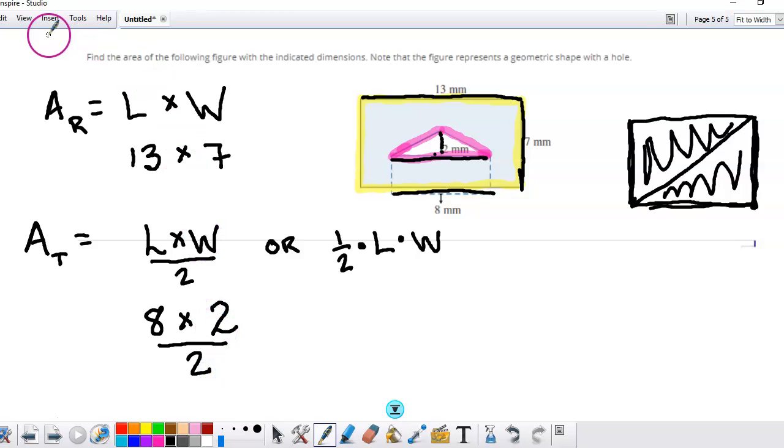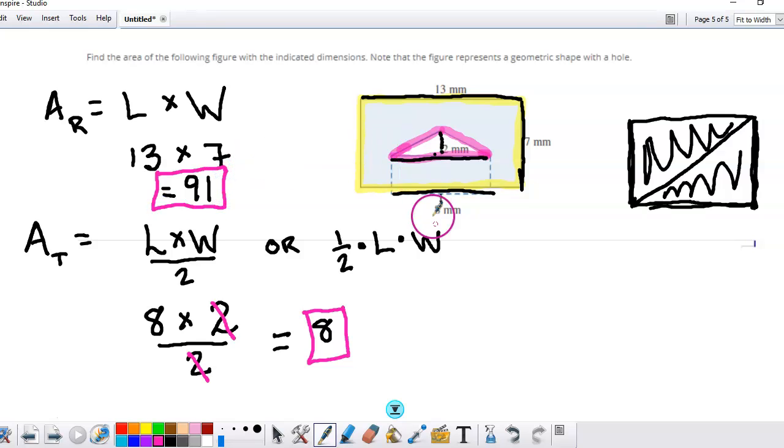So my area of my rectangle is 91. My area of my triangle, 8 times 2 divided by 2, 8 times 2 is 16. 16 divided by 2 is just 8. We could have, because you've already gotten through the fractions module, said 2 divided by 2 is just 1, so the area is 8. All right, so we found our two separate areas.